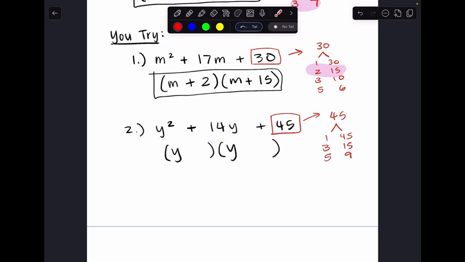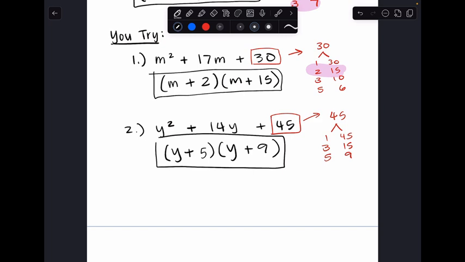And now you have to ask yourself which combination would add to give you a 14. Okay, 1 and 45 does not work. 3 plus 15 is 18 and not 14. So I know 9 and 5 would work. So we're going to put 5 and 9. And then again, because it is a plus and a plus here, we are going to put plus and plus. So there is your answer for number 2.